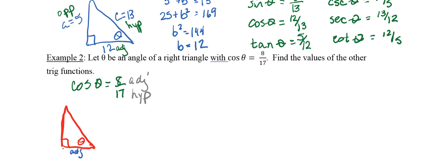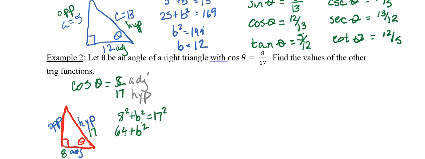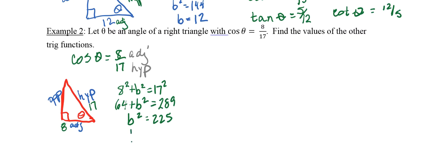Adjacent, opposite, hypotenuse. I know, based on what they told me, that the adjacent is 8, so this side is 8, the hypotenuse is 17. First thing I have to do is find the opposite side with the Pythagorean theorem. 8 squared plus b squared equals 17 squared. 8 squared is 64. 17 squared is 289 minus the 64. B squared is 225. Square root of 225 is 15. My opposite side is 15 units.